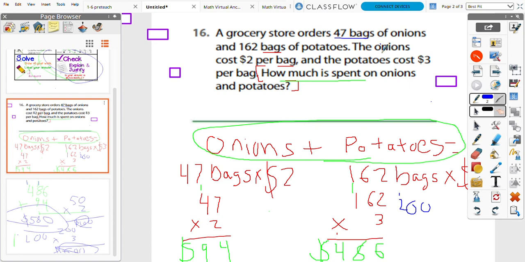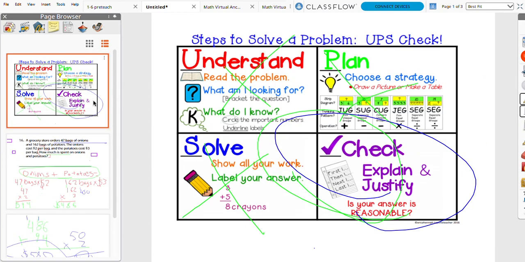I want you today to be very intentional about underlining your numbers, bracketing your questions, and going through this process.